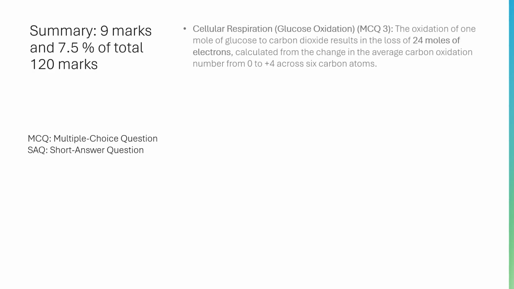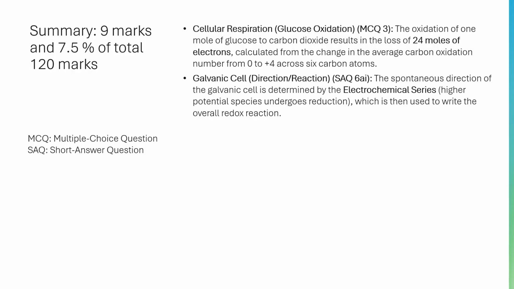Cellular respiration, glucose oxidation. The oxidation of 1 mole of glucose to carbon dioxide results in the loss of 24 moles of electrons, calculated from the change in the average carbon oxidation number from 0 to +4 across 6 carbon atoms. Galvanic cell direction. The spontaneous direction of the galvanic cell is determined by the electrochemical series. Higher potential species undergoes reduction, which is then used to write the overall redox reaction.